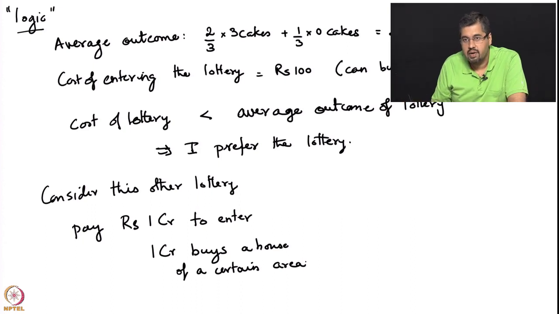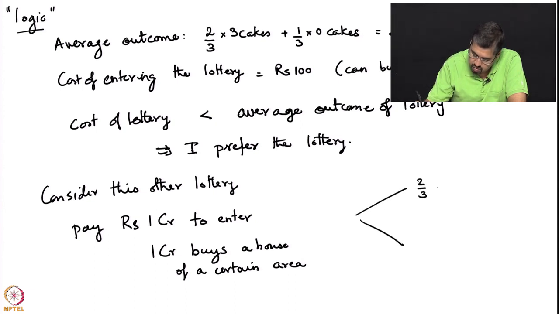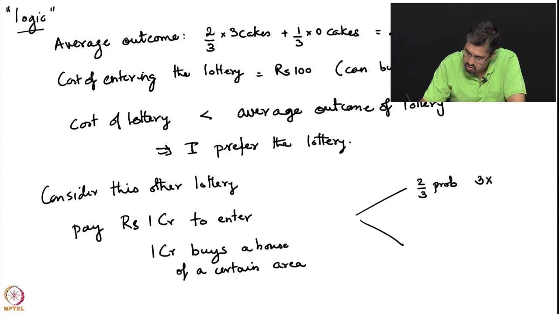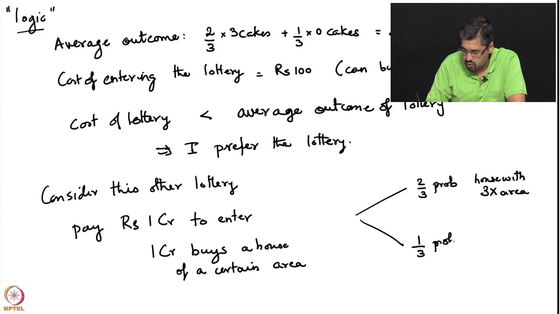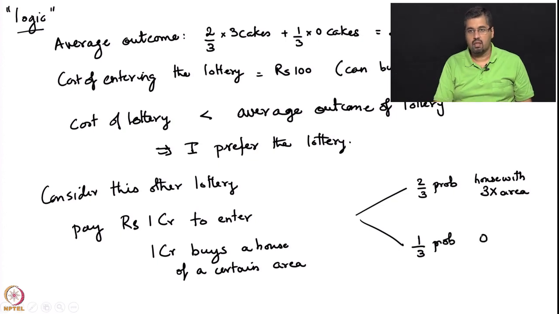The offer made in the lottery is again the same. With probability 2/3, you will be given a house that is thrice the size, a 3x house with 3x area. And there is a 1/3 probability that you will not get any house at all. So the question is, would you bet rupees 1 crore to get into this lottery?